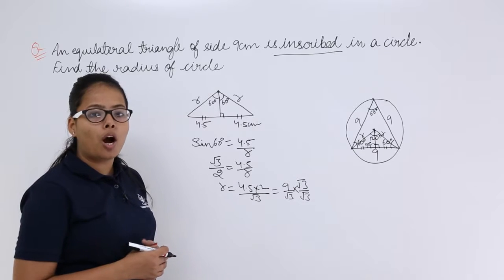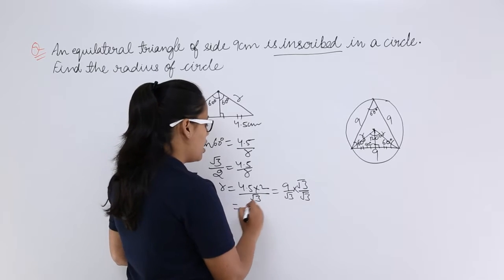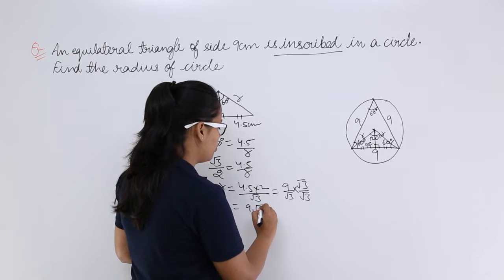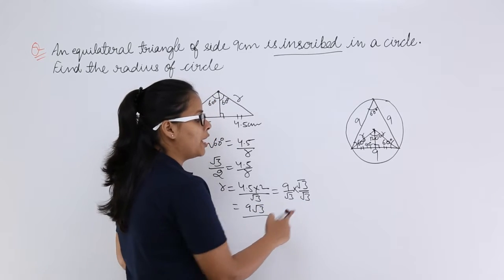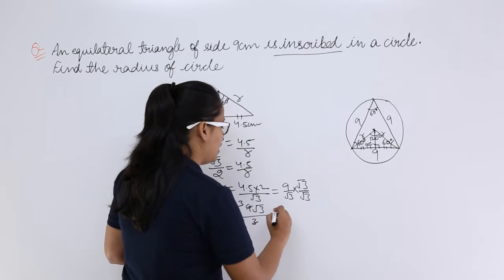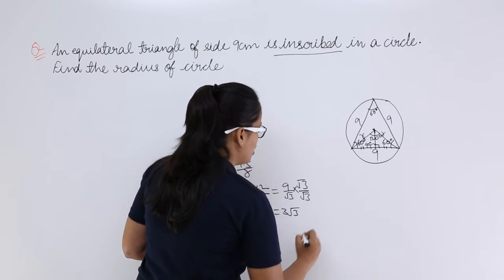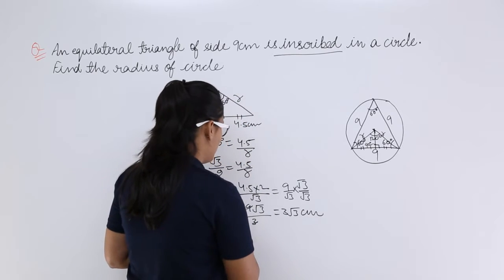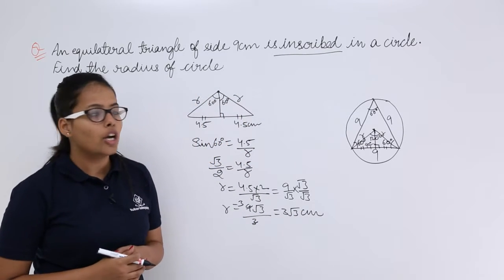I have already told you how to do the rationalization. After this, this will become 9 root 3 in the numerator, and when you multiply the denominator, root 3 times root 3 will become 3, and this will be 3 root 3 centimeters. So this is the radius of the circle you are getting.